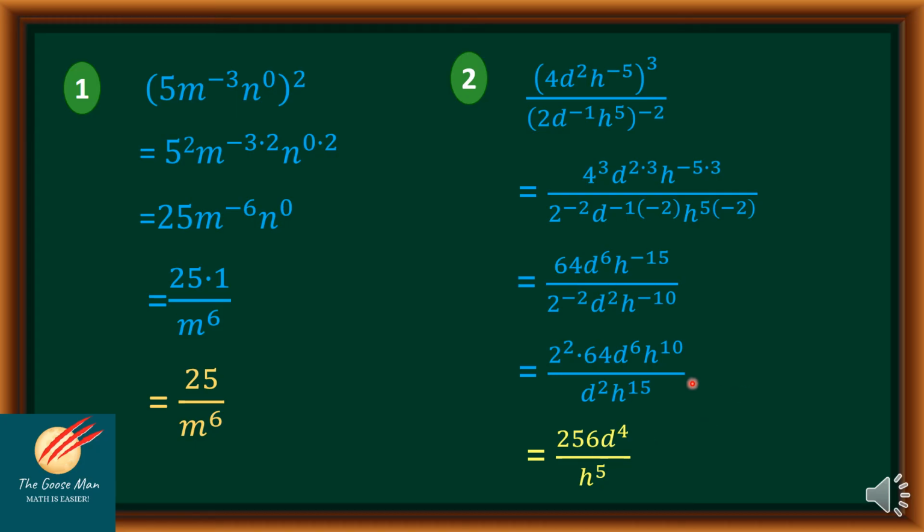Now, I can factor out h raised to 10. Okay, then we have h raised to 15. Remember that since the exponent in the denominator is greater, I simply subtract 15 minus 10, which is equal to 5. Then I have here d raised to 6 divided by d squared. Since the exponent in the numerator is greater, I subtract 6 minus 2. So I have here d raised to 4. So therefore, the final answer is equal to 256 d to the 4th power all over h raised to 5.